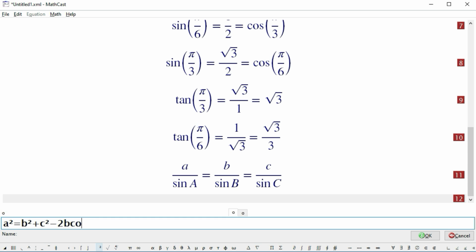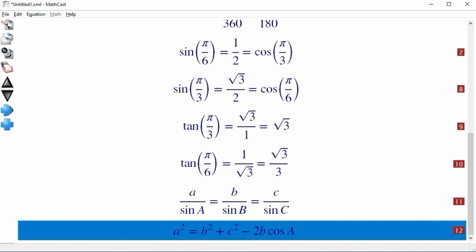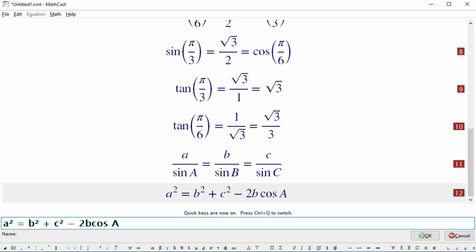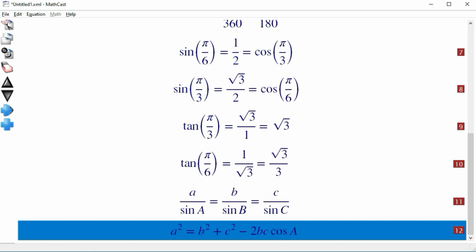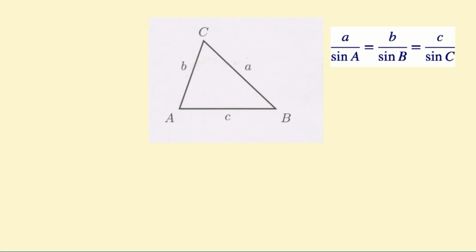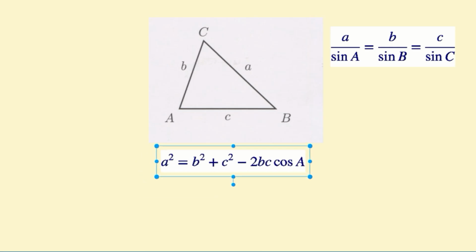If you type a letter more than once, it tends to come up with the Greek letter. A squared equals b squared plus c squared minus 2bc. So the variables are italicized: a squared, b squared, c squared, 2bc. The b and c are italicized. Cos a is in the correct term. So I'm going to copy that one in and put that into the equation. This is a case where you need to find a, but you know the lengths b and c, and you know the angle a.